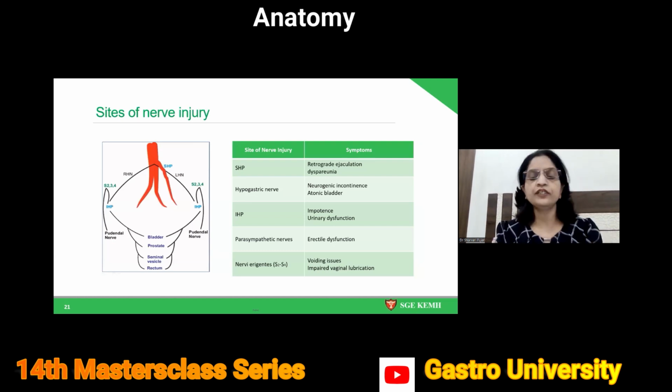So if there is injury of the superior hypogastric plexus, the symptoms can be retrograde ejaculation and dyspareunia, because the majority of the nerves are sympathetic. So parasympathetic overactivity will happen. If the hypogastric nerve is injured, there will be symptoms of urinary problems in the form of neurogenic incontinence or atonic bladder.